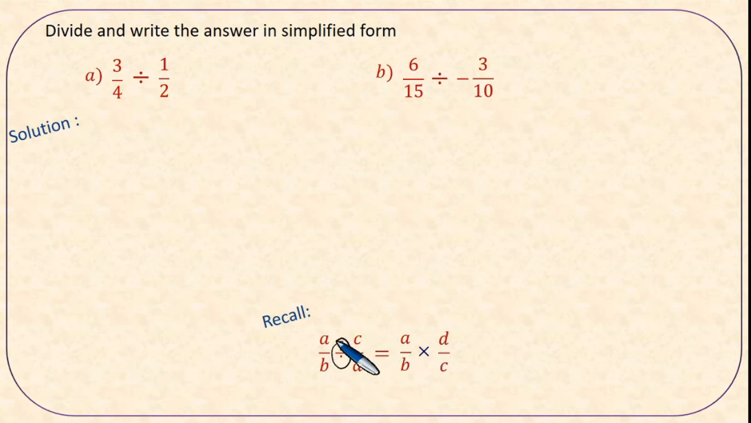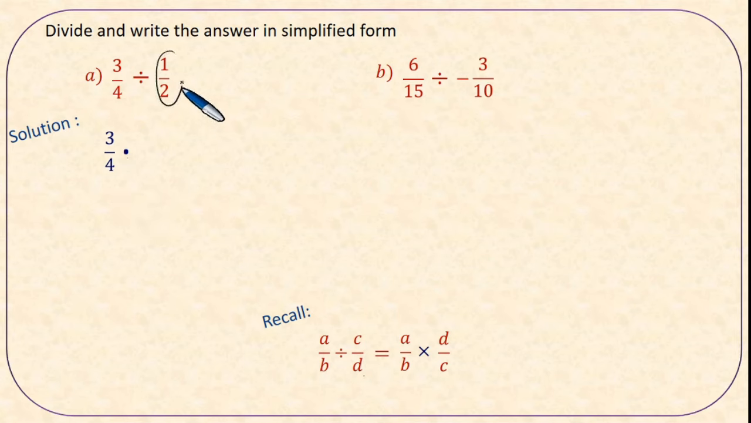So when you change this divide into multiplication, you have to change the numerator and denominator of the second fraction, that is C over D becomes D over C. That's all, very simple. Okay, now we see the answer for the first one. The first fraction I have written in the same way, 3 over 4. Then we will change this divide symbol into multiplication, that is multiplication can be written like this also.